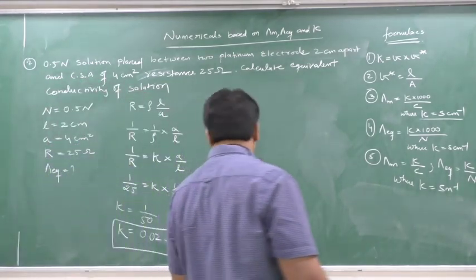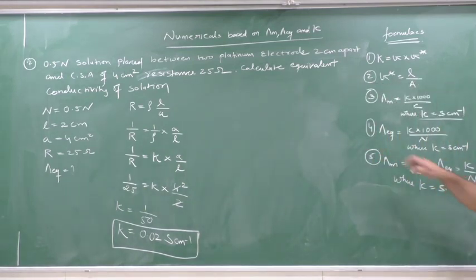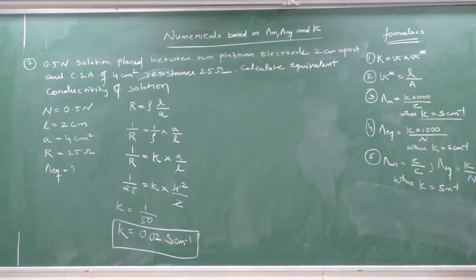Now see here students, they ask you to determine lambda EQ. Now lambda EQ I have two formulas. One is K 1000 upon N, normality they have given, and here K upon N, there also normality is given. Now when to use this formula? When K is given in Siemens per centimeter, and here also I got the K in terms of Siemens per centimeter. So which formula to be used? The first formula.